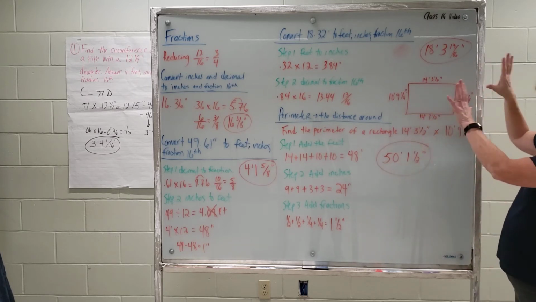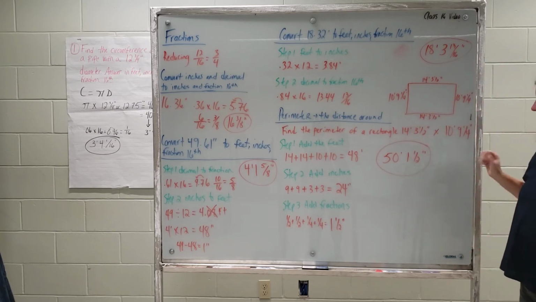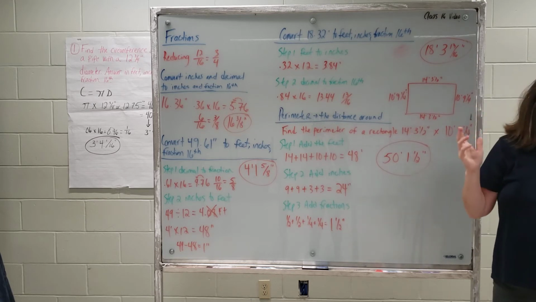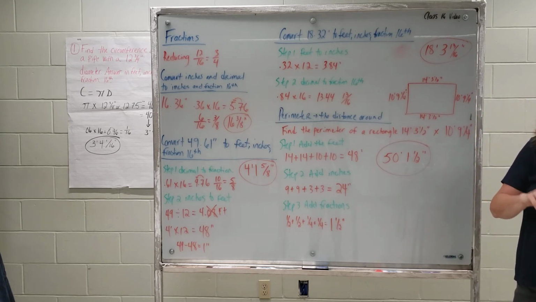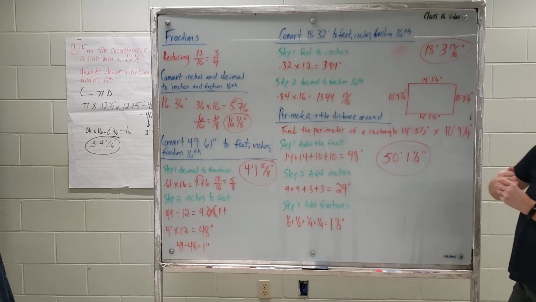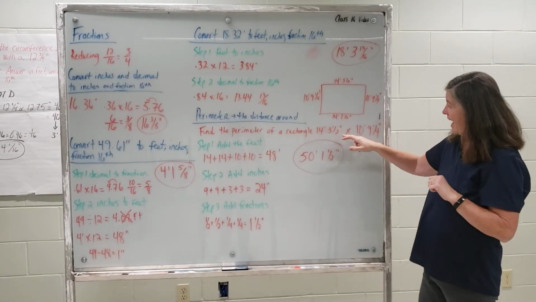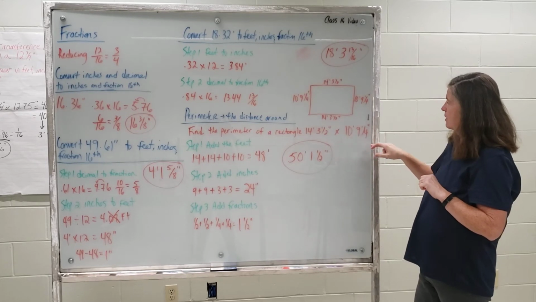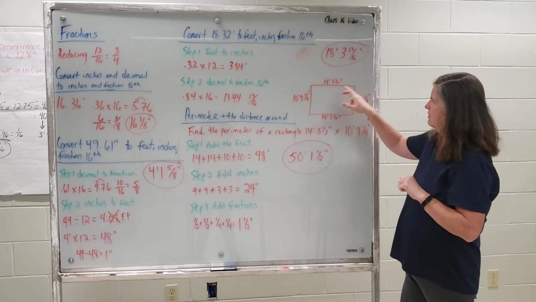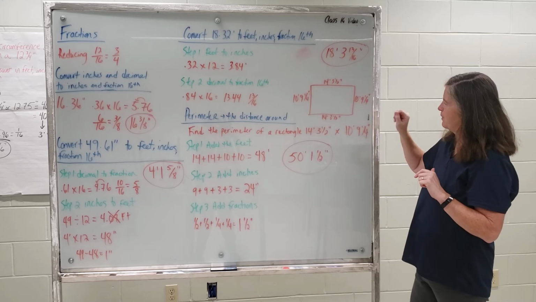All right, we have also talked about perimeter. And anything with perimeter, we're finding the distance around something, whether it's a square, a rectangle, or a circle. So this one here, find the perimeter of a rectangle, 14 feet 3.5 by 10 feet 9.25. So I drew it out here, my crooked rectangle, but it's there, right?